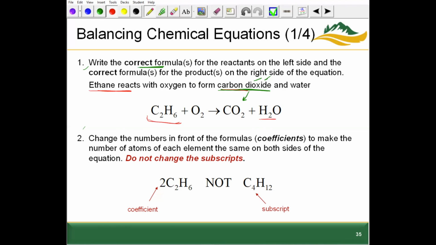Step 2, change the numbers in front of the formulas, so change those coefficients to make the number of atoms of each element the same on both sides of the equation. Really importantly, we do not change the subscripts, we only change the coefficients. Remember, this is a subscript, this is a subscript. The coefficients are the ones that are found up front. So coefficient versus subscript, we'll change the coefficients, but we will not change the subscripts.